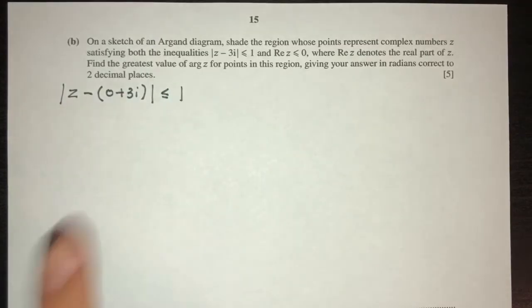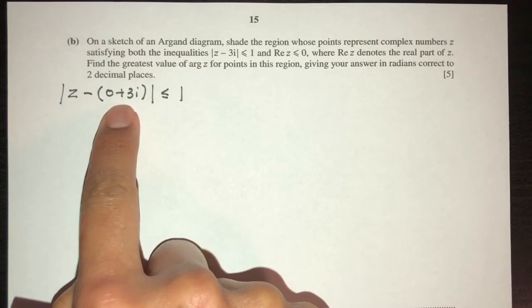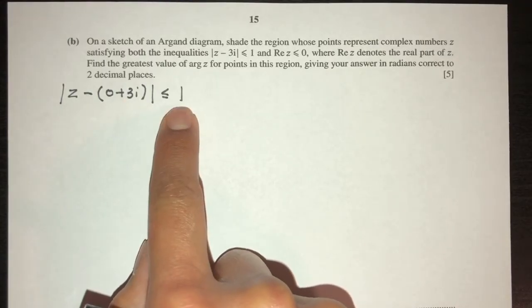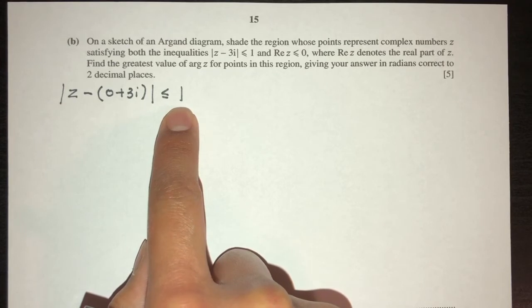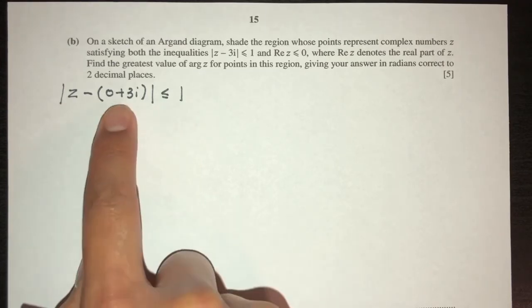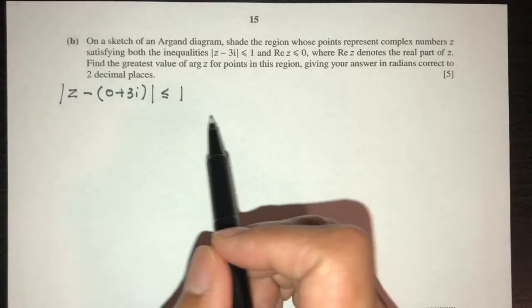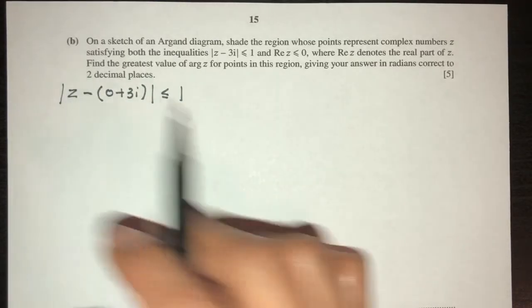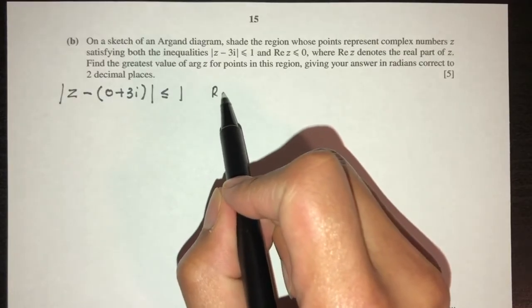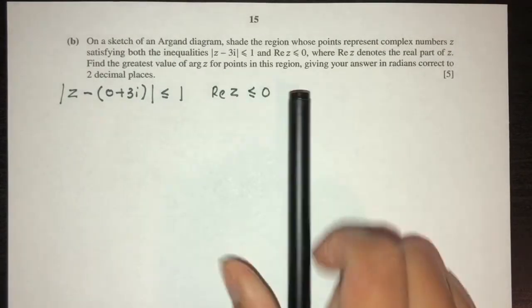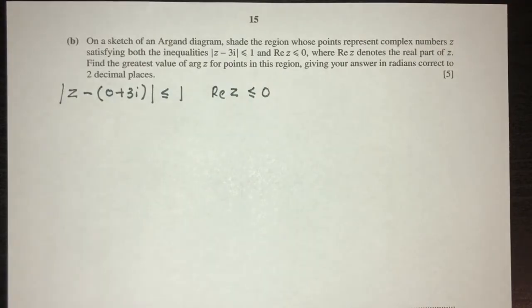Radius will be 1. Basically, the distance from this point to the complex number z will always be equal to 1 or less than 1. So it will be a circle or a disk. This is your center, and it will have a radius of 1. Okay, that is the first locus we have to draw. Then for this one, the real part of z has to be always less than 0, which will be on your left hand side. Okay, so now let's draw the Argand diagram.